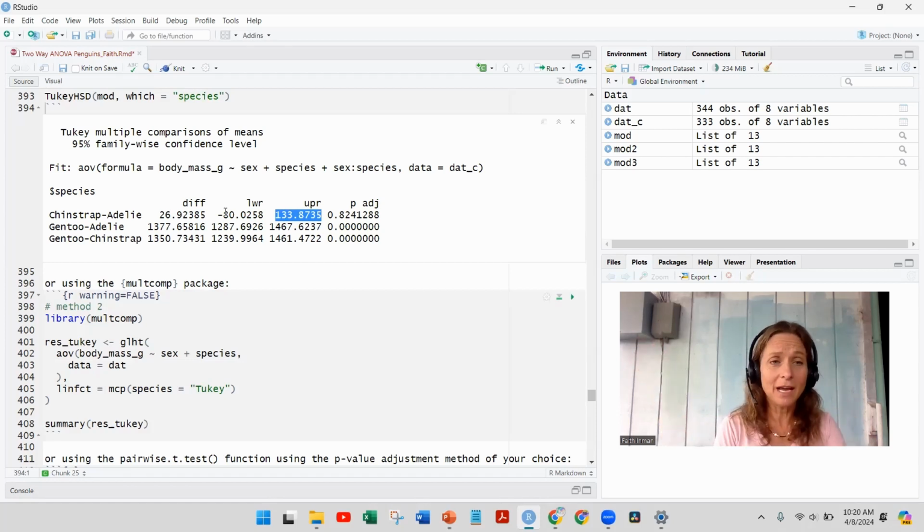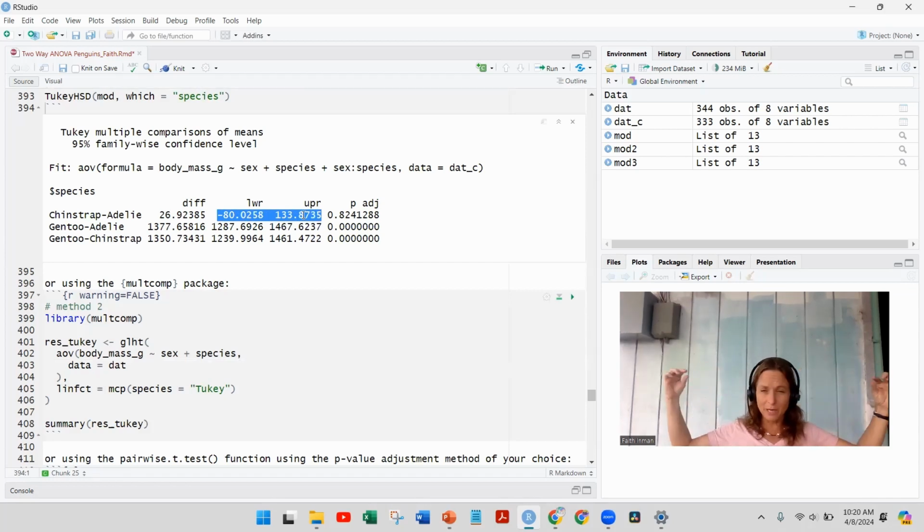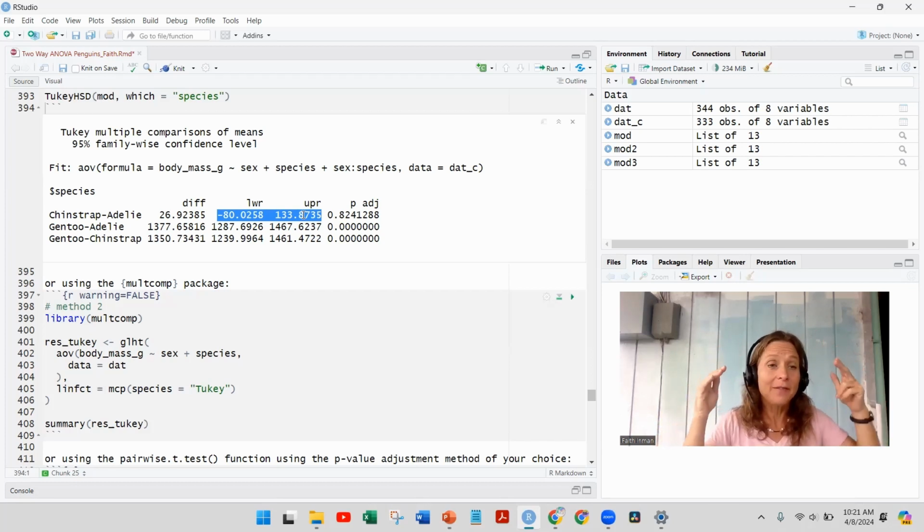Now, imagine these two numbers on a number line. Picture your number line in your head and go from negative 80 to 133. Is zero somewhere in between there? Yes, zero is somewhere between negative 80 and 133. One of those numbers is negative, one of them is positive, zero is in between. That means that the difference could also be zero. The confidence interval contains zero.